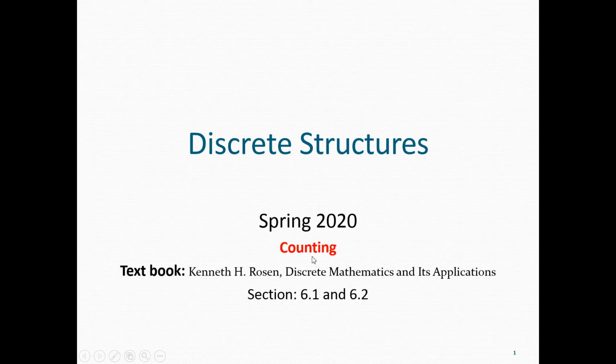In today's lecture we are going to start a new chapter, chapter number 6, and this is about counting. In this video we are going to cover sections 6.1 and 6.2.